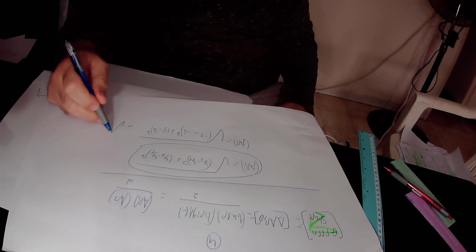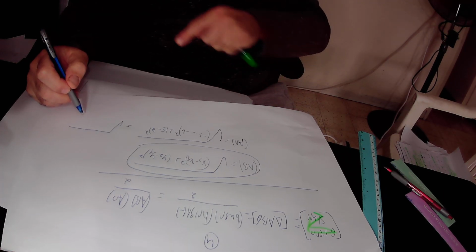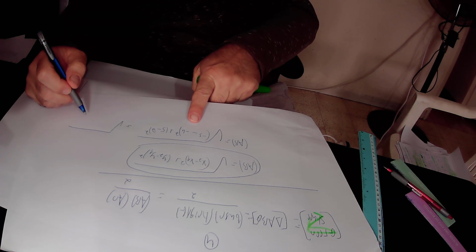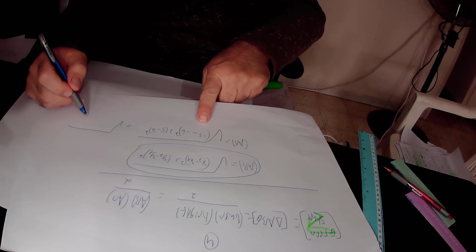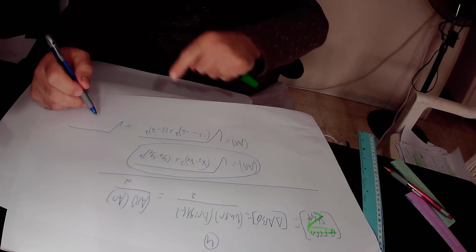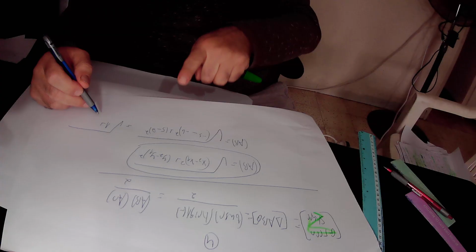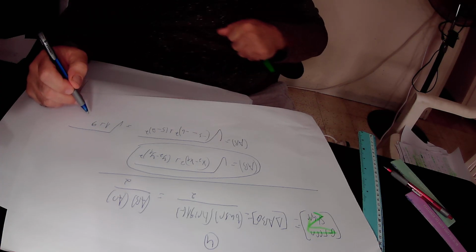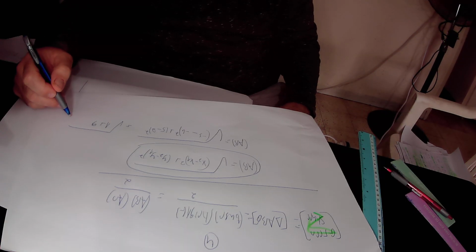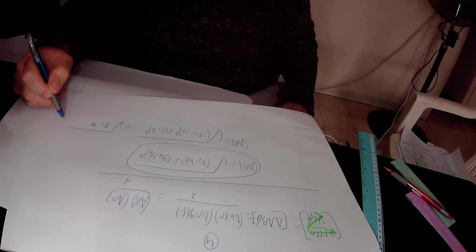So inside the root we have minus 5 minus 6, which is plus 6. So minus 5 plus 6 is 1, and 1 squared is 1, plus 5 minus 2 is 3, and 3 squared is 9. So in total, inside the root we have 1 plus 9, that is 10.